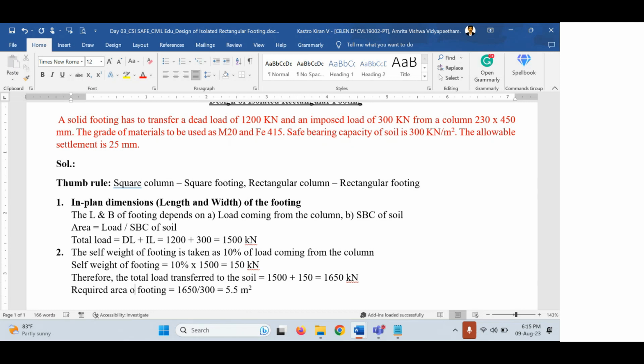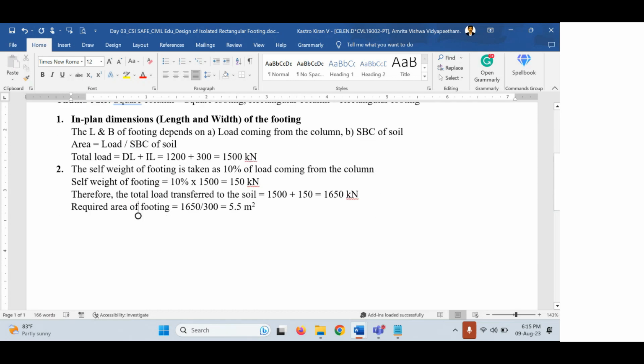Now here one thing we have to remember is we have found out only the area of footing. We didn't find out the dimensions. So now that we have the area of footing, how do we decide the sizes of the footing based on this area? That's the important thing here.